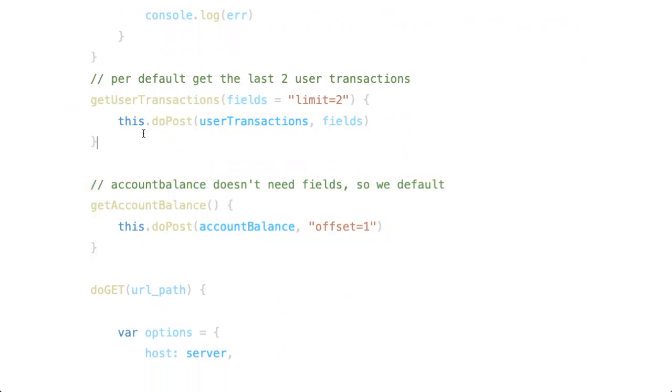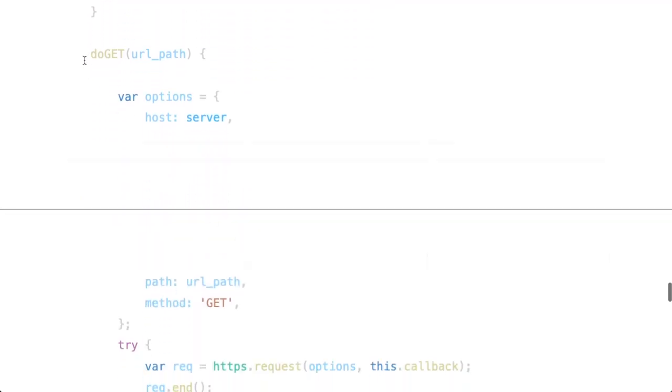Then we have two post examples. I can do an HTTP post to get my own transactions with a default of 2, but I can also have more, or I can see my account balance.